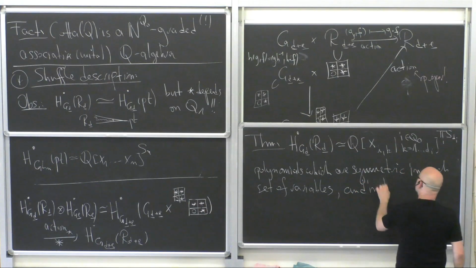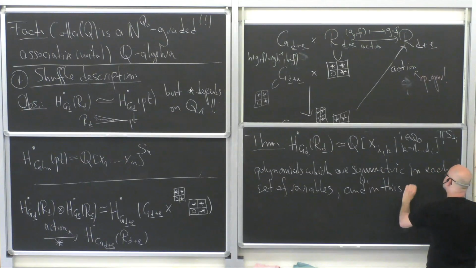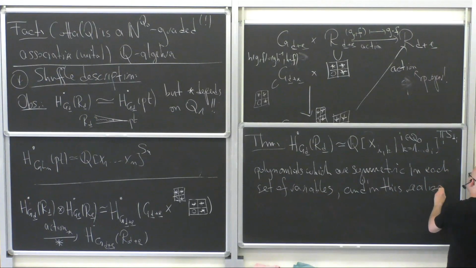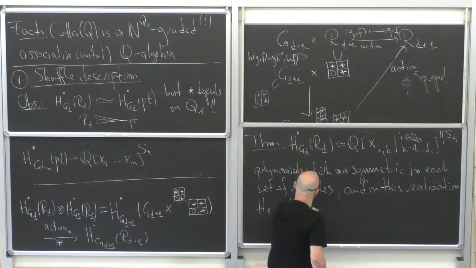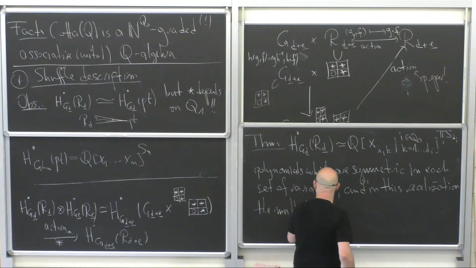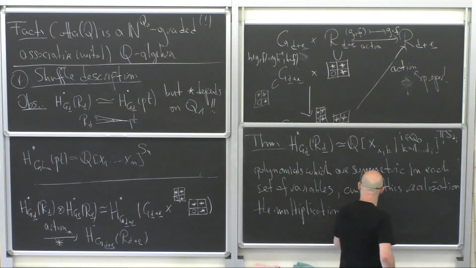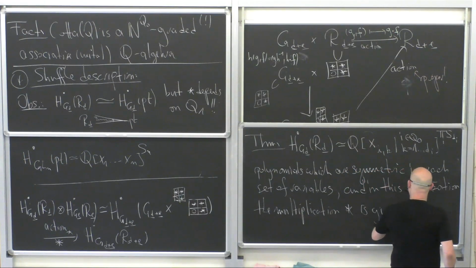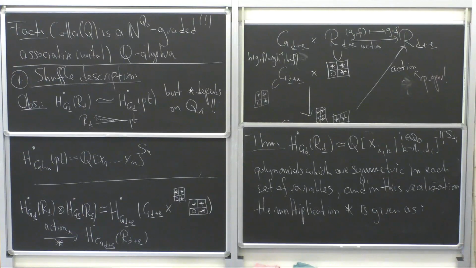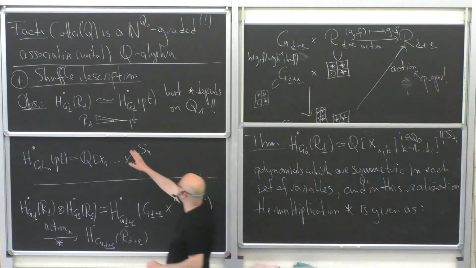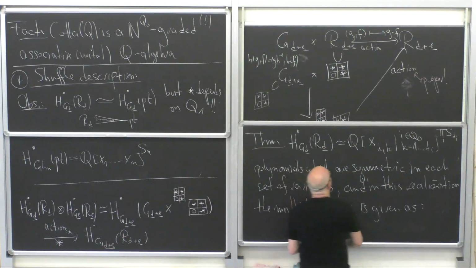And in this realization, the product, the multiplication star, is given as follows. And for this I need a separate blackboard. Okay. Oh, why not this one?